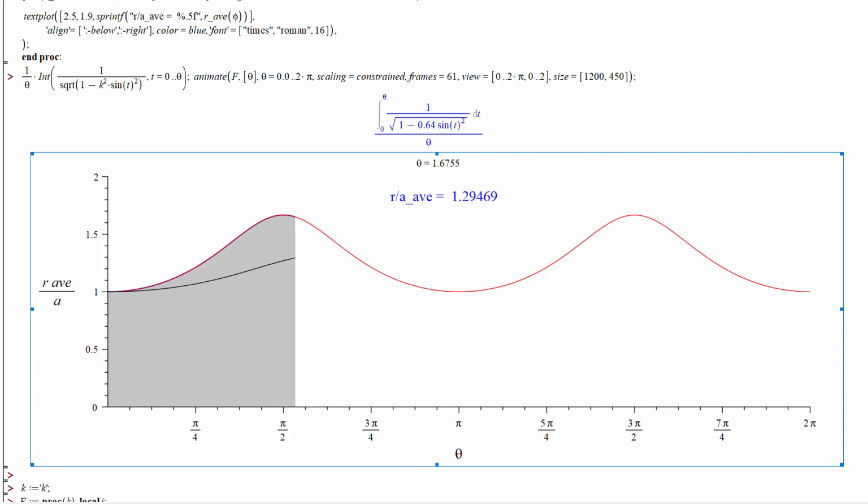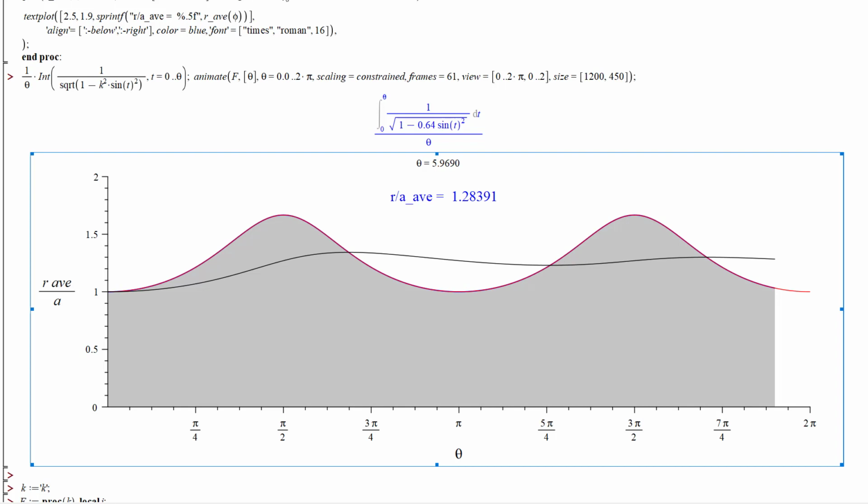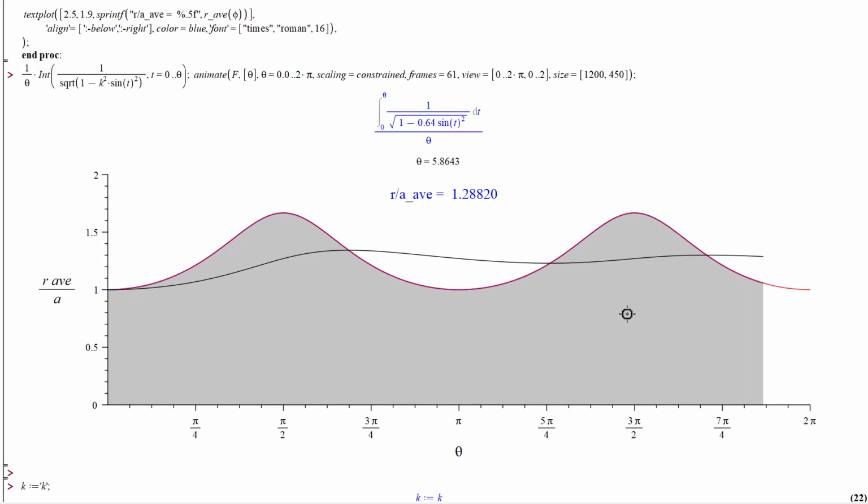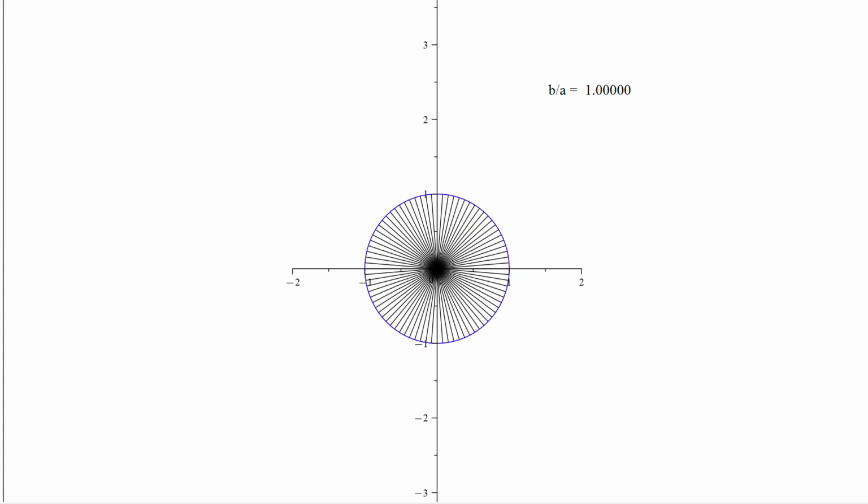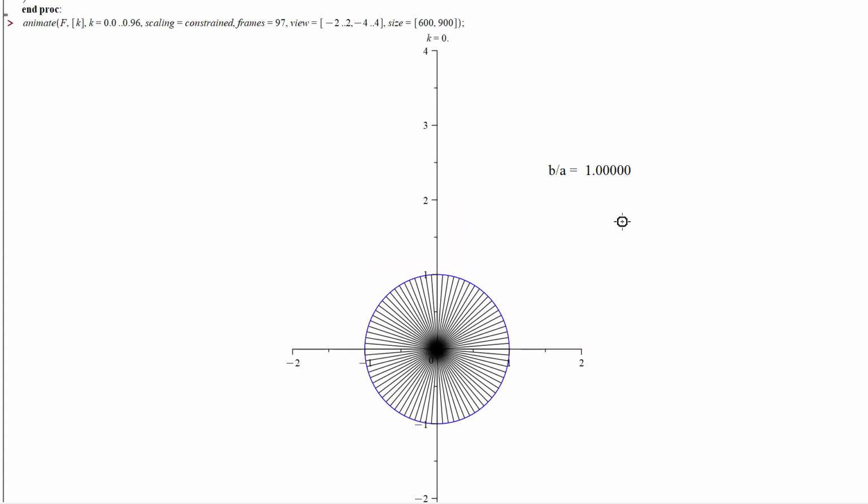But it increases until you reach, well, until it intersects itself, and then it starts decreasing a little more, then increasing again. It somewhat levels off for the most part, but I won't go to large values of theta. So there's the running average of r divided by a. And this is for k equals 0.8. Let's look at other k's. Here's b over a. I wrote b over a, but a is 1. So I'm going to fix a to be 1.